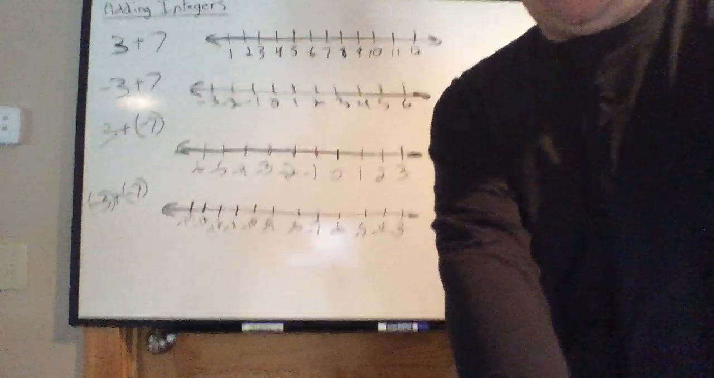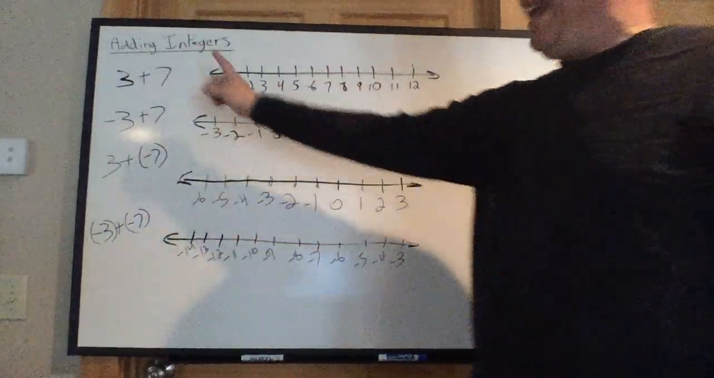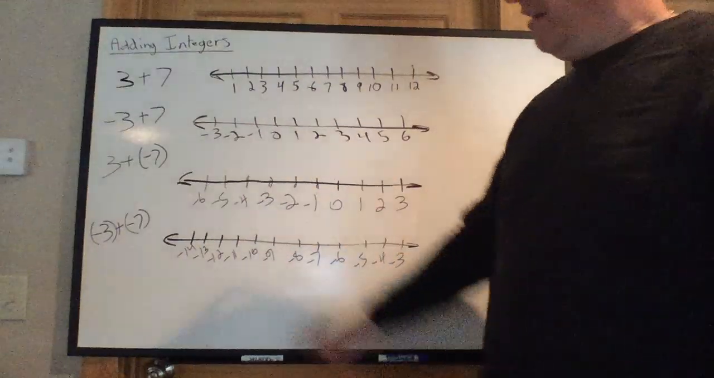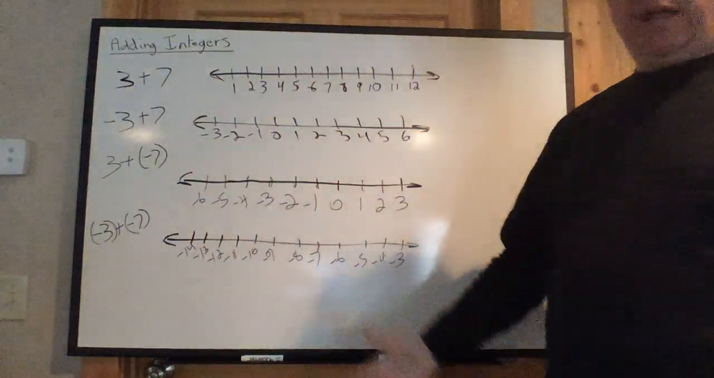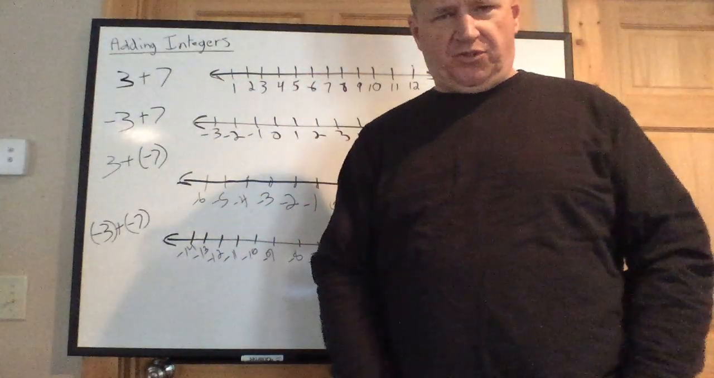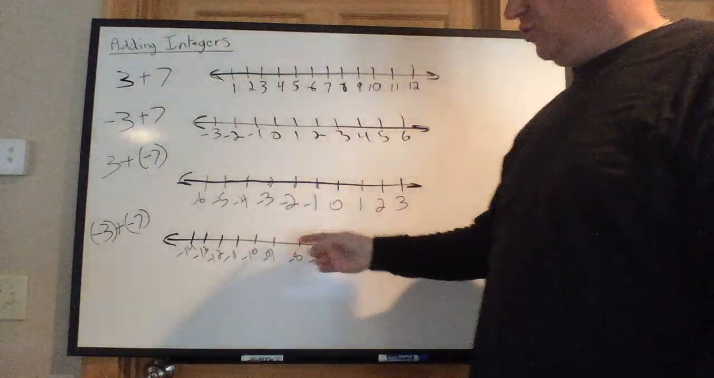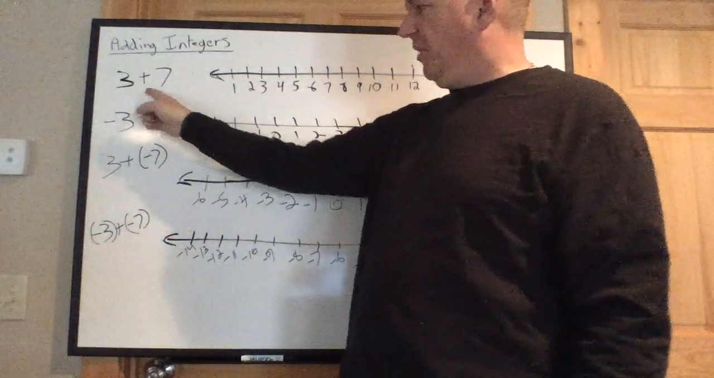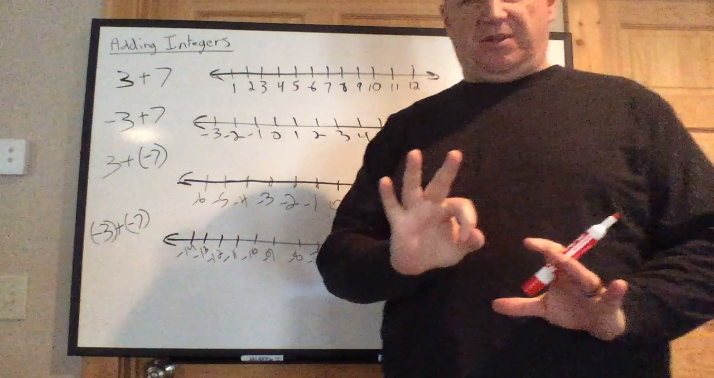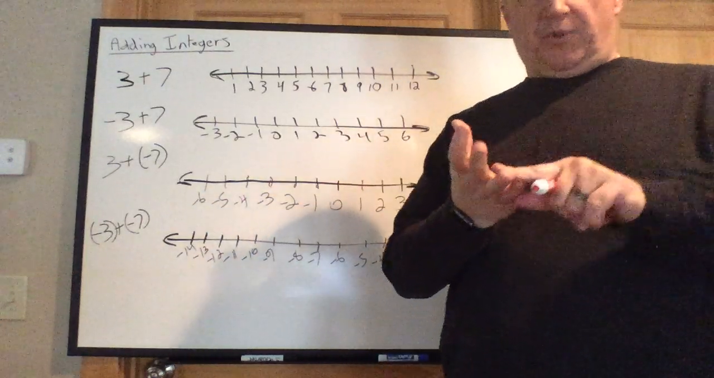Okay, in this video, we're going to talk about adding integers. Now I've got 4 different problems up here with some number lines to help us walk through the way this is going to work. We're going to start with a really easy one, 3 plus 7. And I'm going to break it down into 3 simple parts: a starting point, a direction, and a distance.